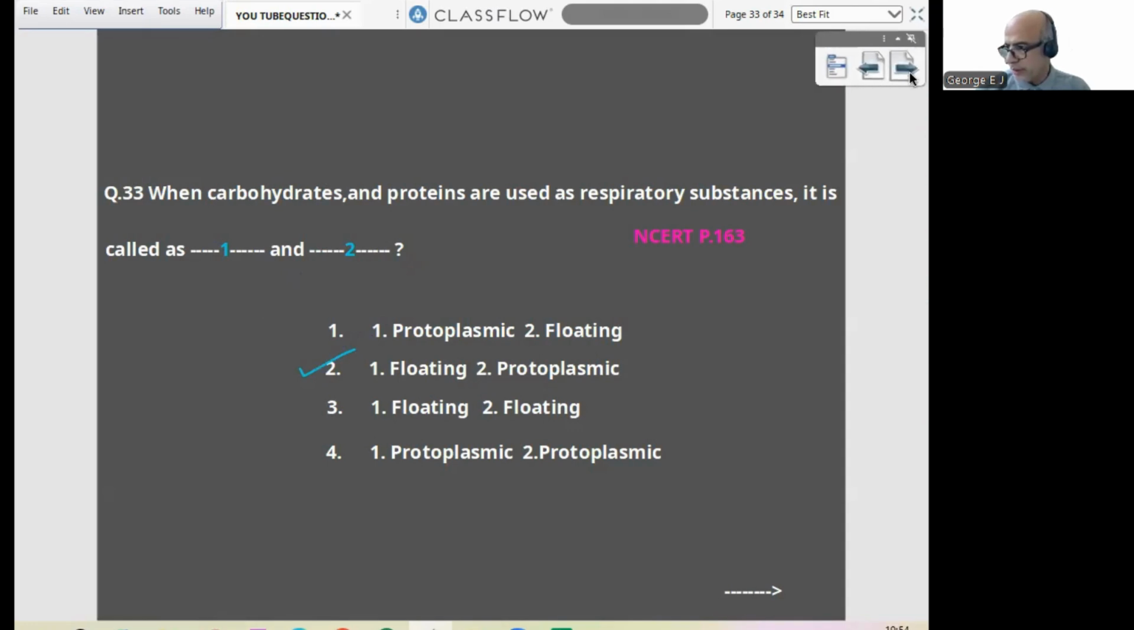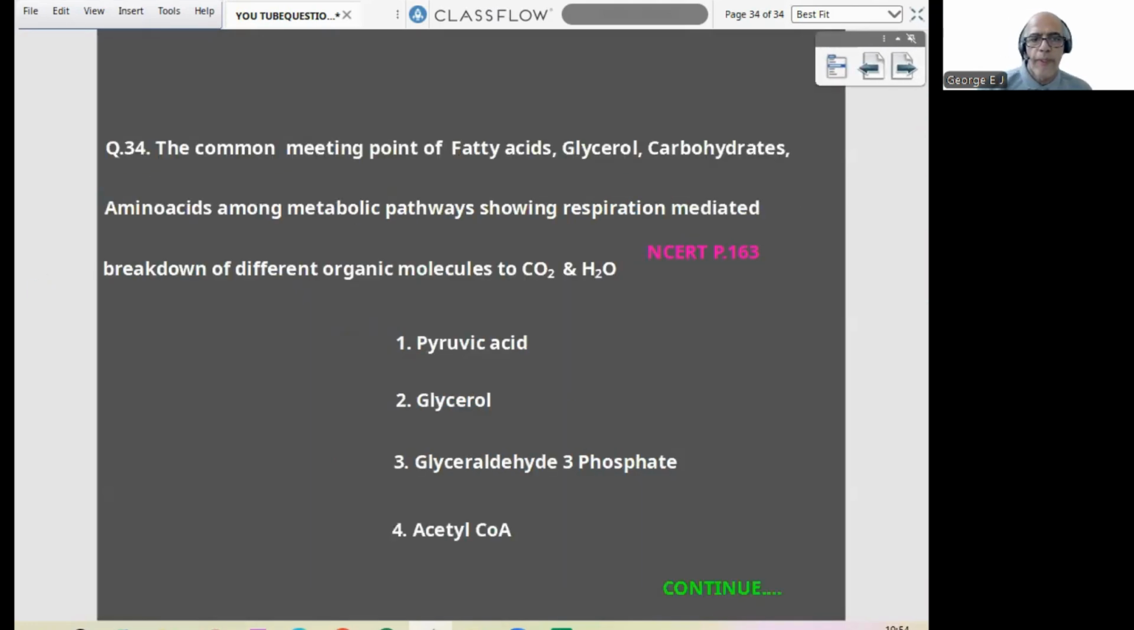Now the last question, 34. Common meeting point. That is an NCERT table, a very common question. It is slightly difficult to remember. That is why I put this question.